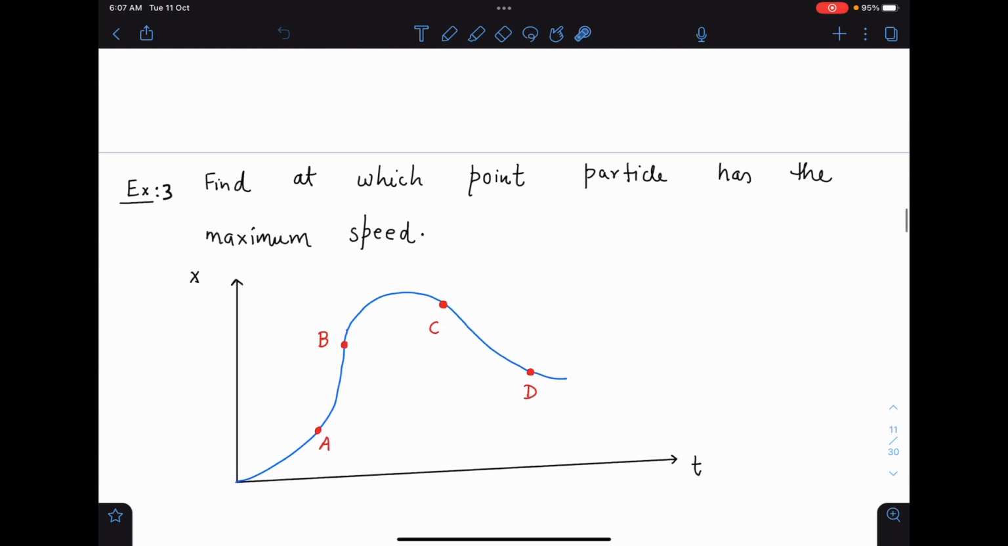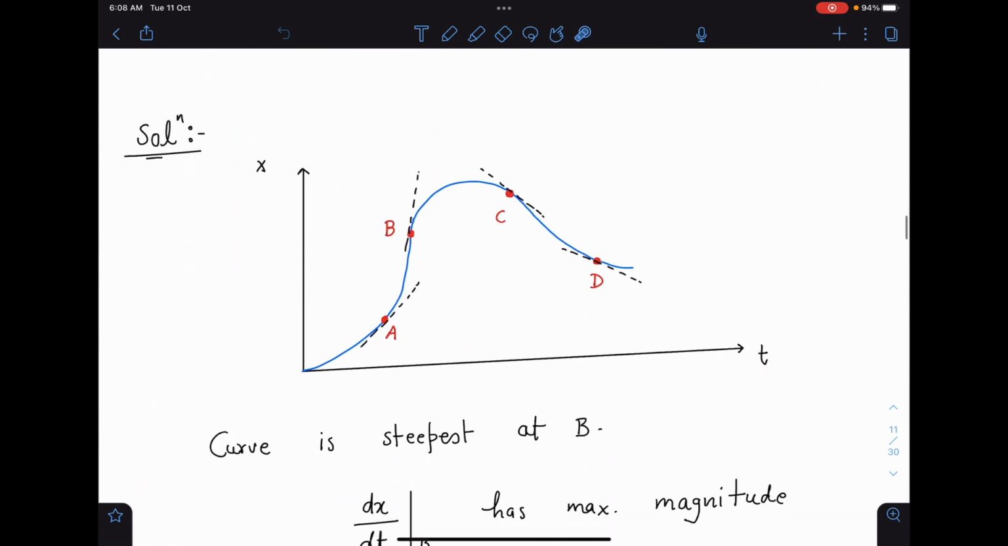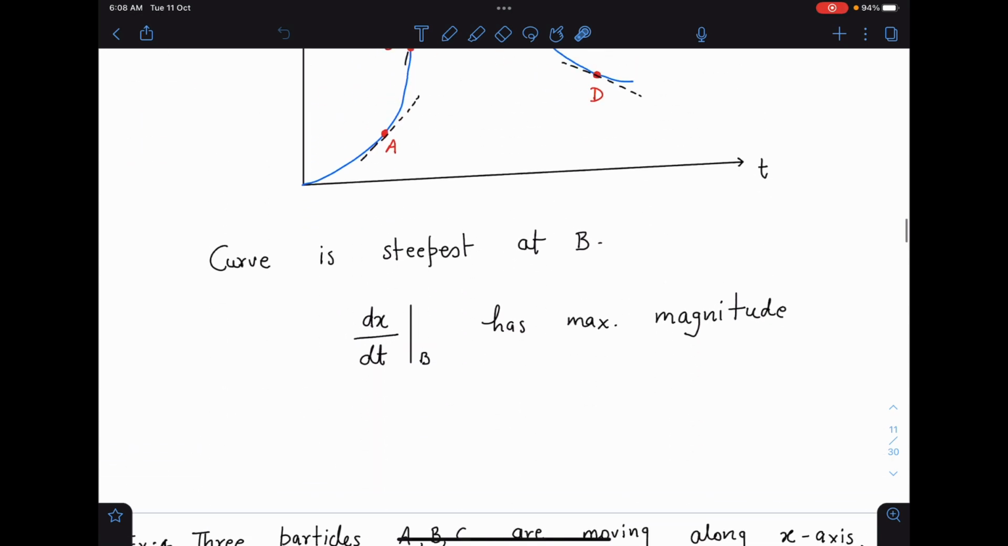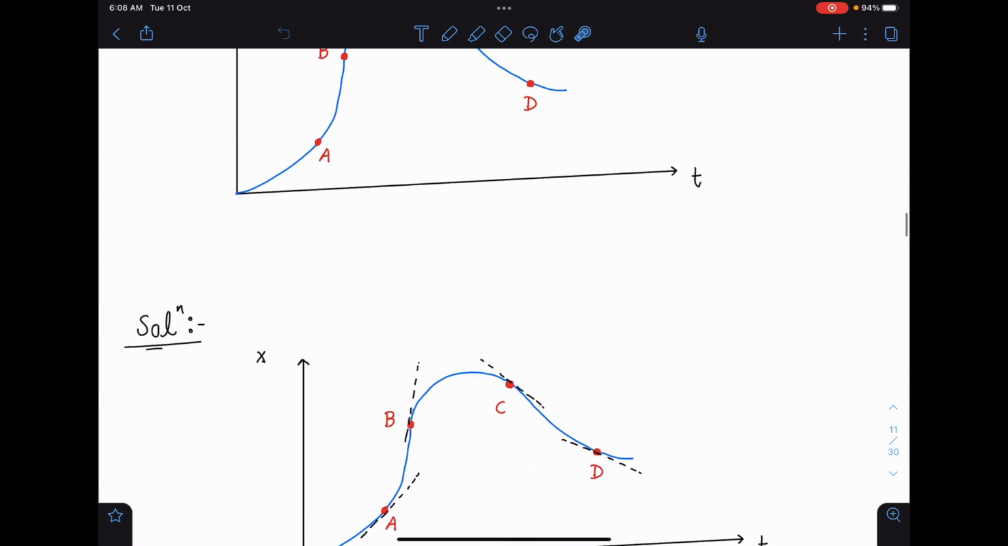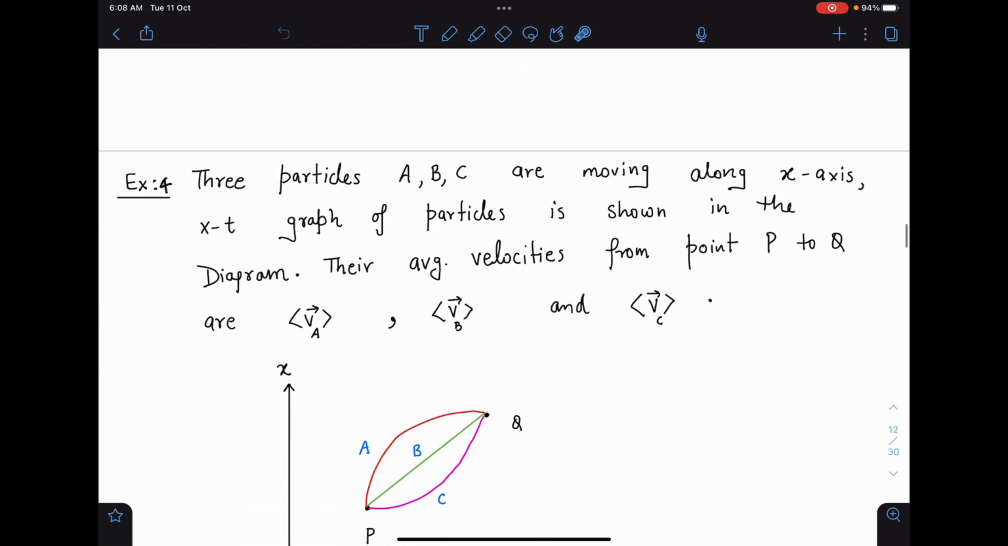The next part: find at which point the particle has the maximum speed. So we have to see the slope of the tangent. I think you will be convinced by this time that the slope at B is largest, so maximum speed will be at B. Very easily you can say. Wherever the xt graph is steepest, that will be the point of maximum velocity.